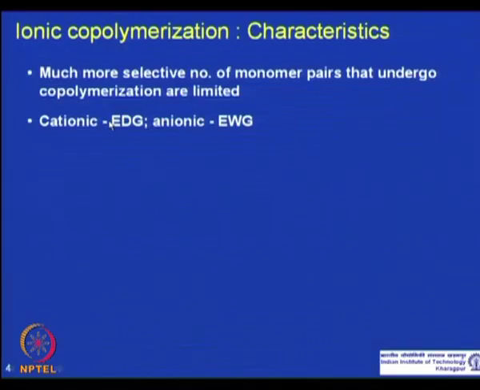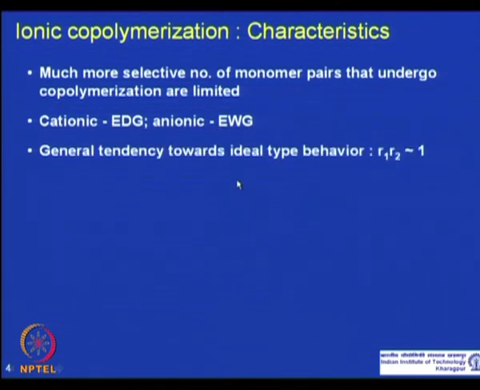And we know that for cationic copolymerization, the monomers which have an electron donating group as a substituent will copolymerize by the cationic method, and the monomers having an electron withdrawing group as a substituent will undergo copolymerization by the anionic method. Typically or generally, the tendency of this copolymerization is towards ideal behavior, because, as I said, the number of monomers is limited.